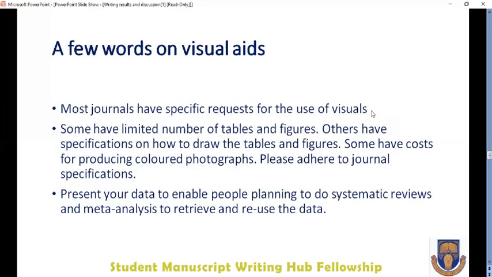Most journals have specific requests on adjectives, and their visuals make reference to that. Some have a limited number of figures. Present your data to enable people planning to do systematic analysis, systematic review and meta-analysis to retrieve and reuse your data. So I usually make this comparison.